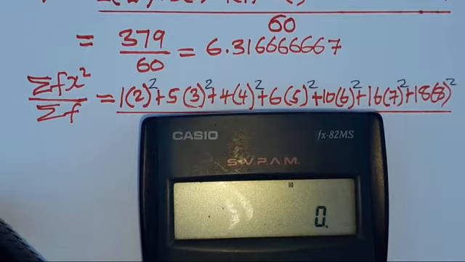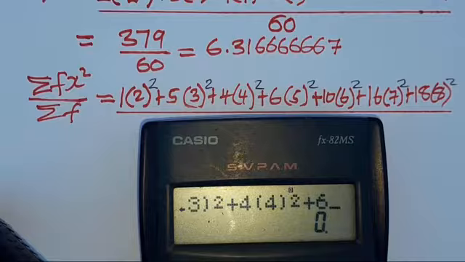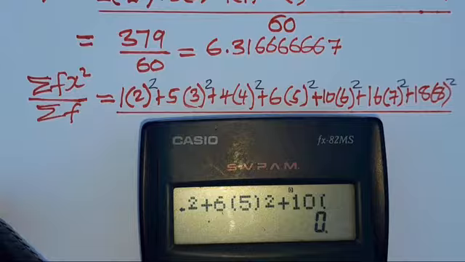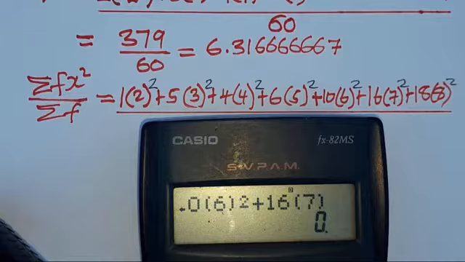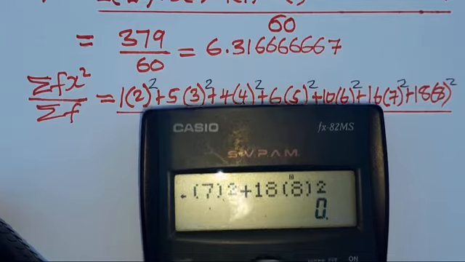So what you are going to do is 1(2), remember to square the number of fruits, squared plus 5(3 squared) plus 4(4 squared) plus 6(5 squared) plus 10(6 squared) plus 16(7 squared) plus 18(8 squared) is equal to.